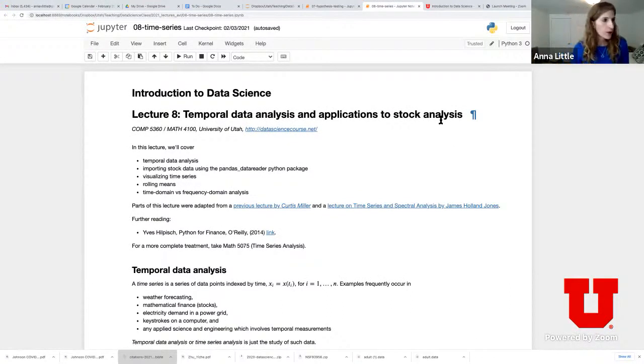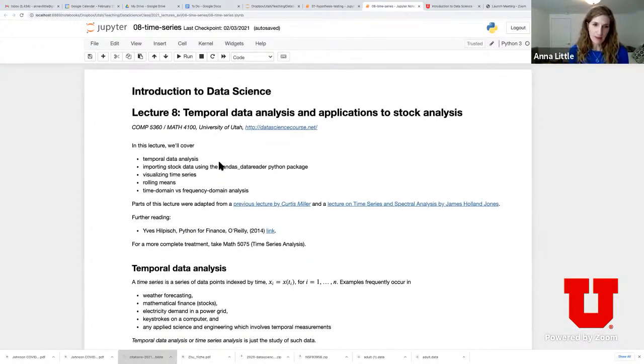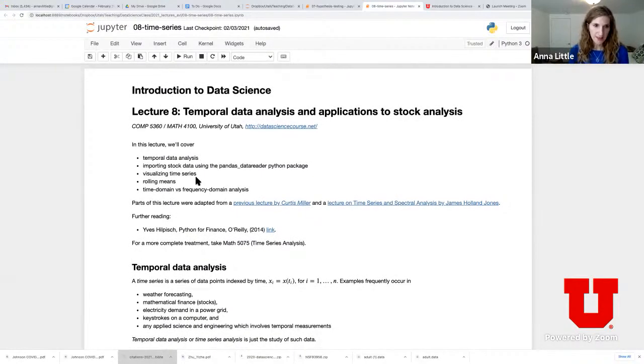Okay, so for the rest of today, we're going to be talking a little bit about temporal data analysis and specifically applications to the stock market. So this is kind of a fun application of data science that you might not see in introductory courses necessarily, but it's a fun thing to play with. And if you're interested in it, could be something you explore further in your projects.